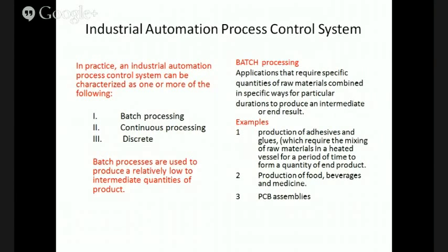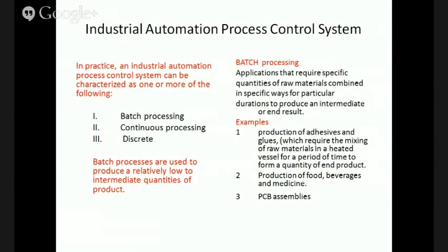Batch processes are used to produce relatively low to intermediate quantities of product. Batch processing applications require specific quantities of raw materials combined in specific ways for particular durations to produce an intermediate or end result. Examples: production of adhesives and glues, mixing of raw materials in a heated vessel to form a quantity and end product, production of food, beverage, and medicine, PCB assemblies. These are some of the examples wherein you can have batch processing.